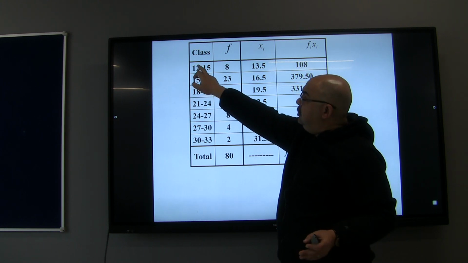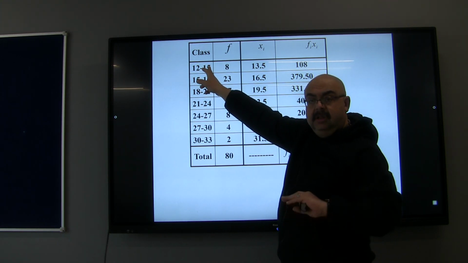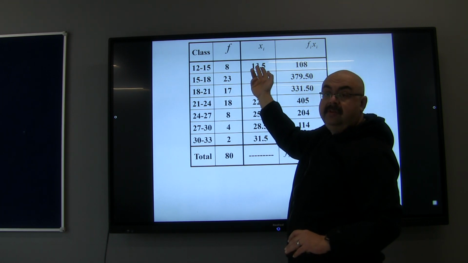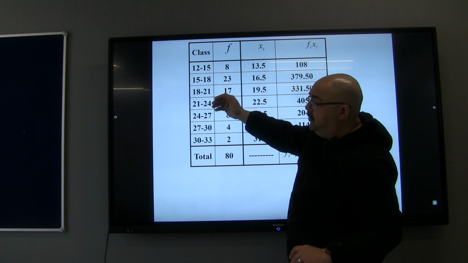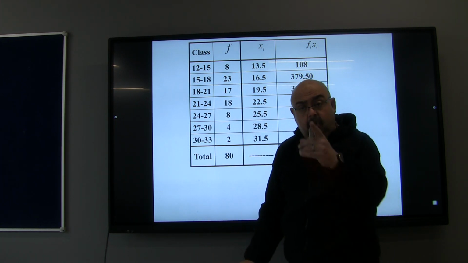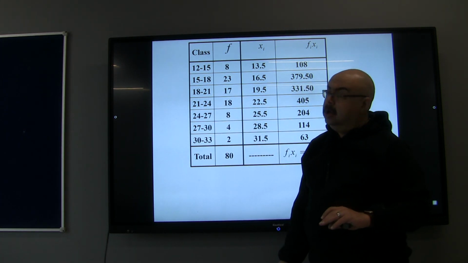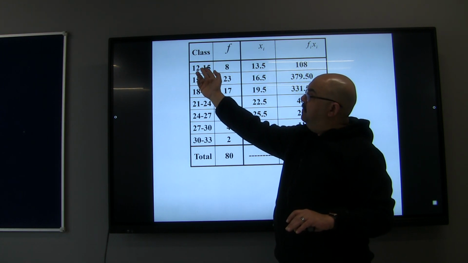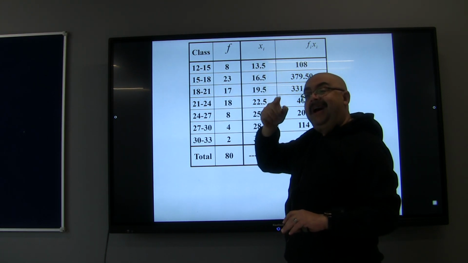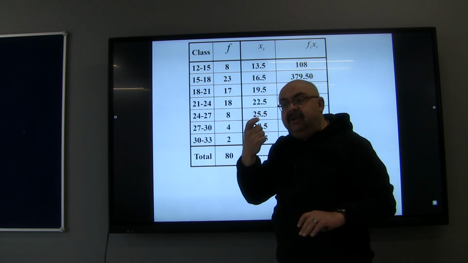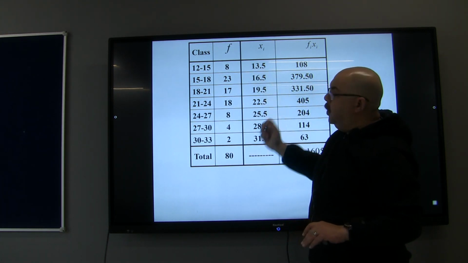So simply it's going to be 12 plus 15, which is 27, divided by 2, which is going to be 13.5. Similarly for the second, third, fourth, fifth of these classes. Also, we can do something else. We can get the mid of the first interval, which is going to be 13.5. Then I will add an interval width on each one of them.